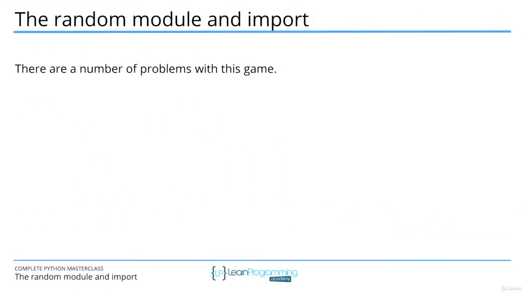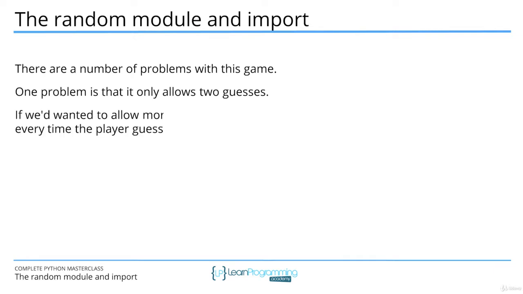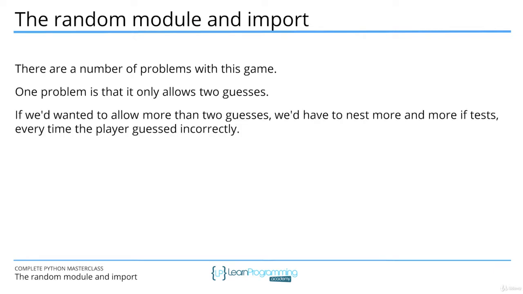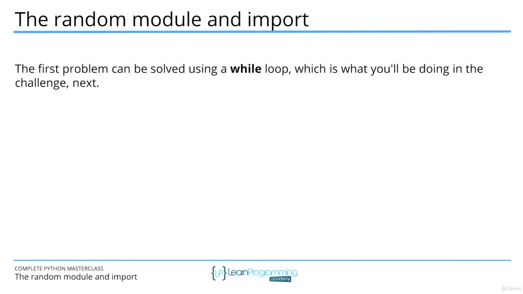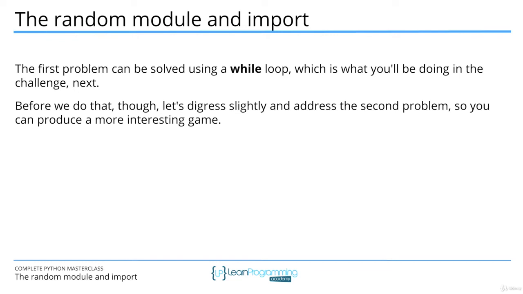Now, as it stands, there's a number of problems with this game. One problem is that it only allows 2 guesses. If we wanted to allow more than 2 guesses, we'd have to nest more and more if tests every time the player guessed incorrectly. The other problem is that 5 is always the correct number, which makes the game a bit boring, not that it was terribly engaging to begin with. Now, the first problem can be solved using a while loop, which is what you'll be doing in the challenge coming up next. Before we do that though, let's digress slightly and address the second problem so that we can produce a more interesting game.